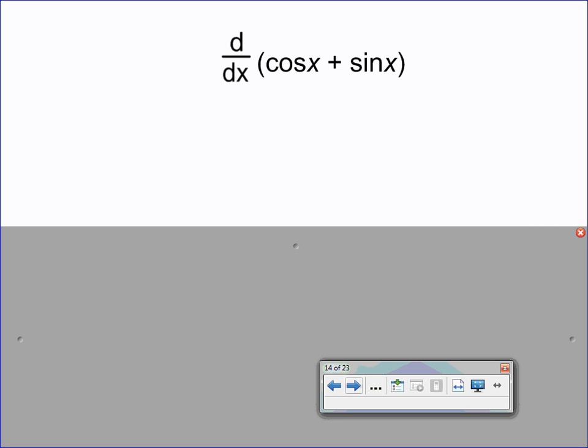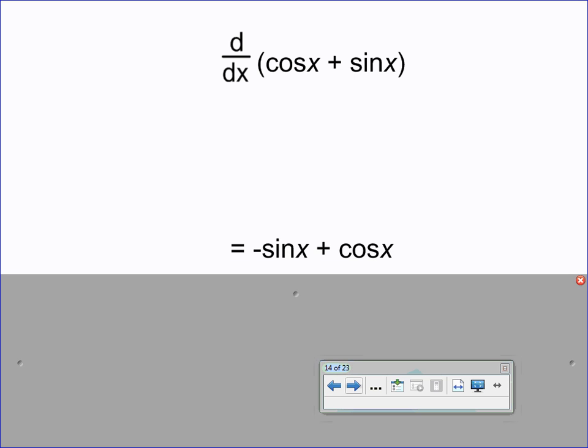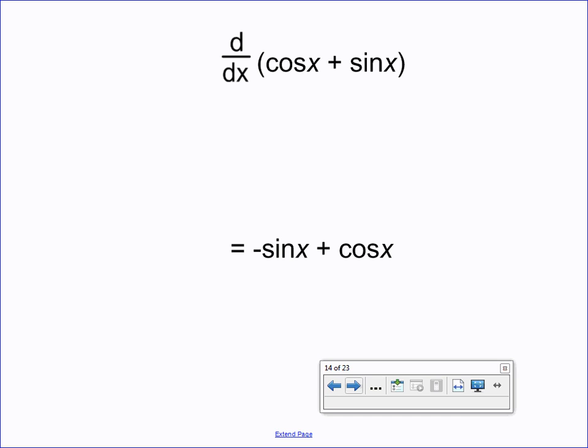Derivative of cosine of x plus sine of x. This thing loves you. Number 7. Negative sine of x plus cosine. You're correct. Good job.